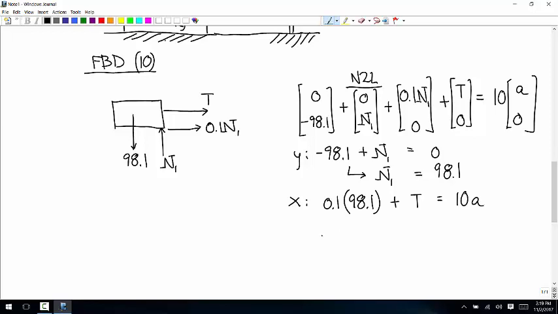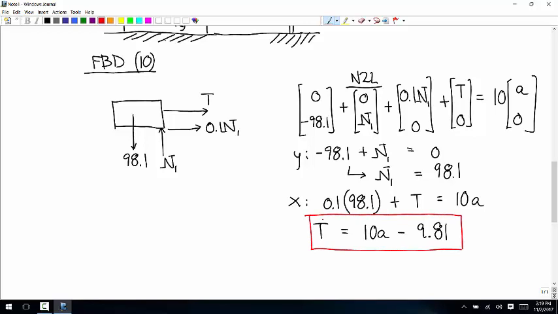So I'll rewrite this as T is equal to 10A minus 0.1 times 98.1, which is 9.81. And now we've used both of these two equations. We can't go any farther. We can't solve for T and A because this is one equation for two variables. So we're just going to have to mark this and set it aside to use later.